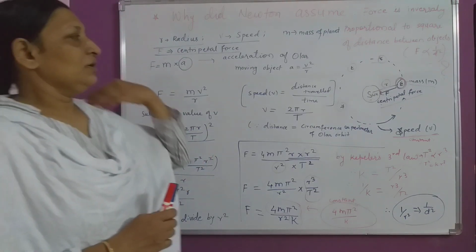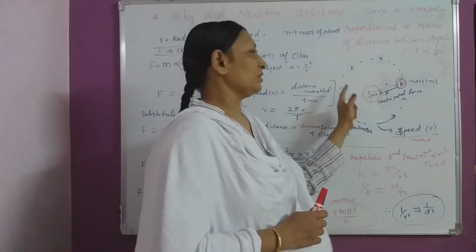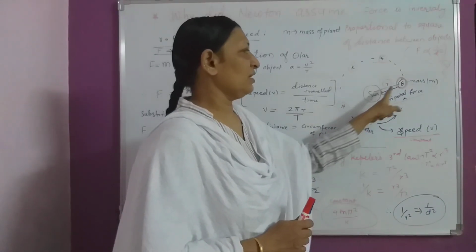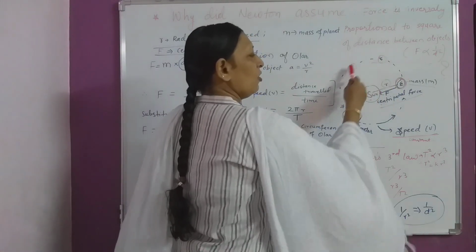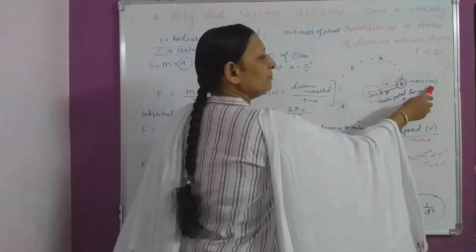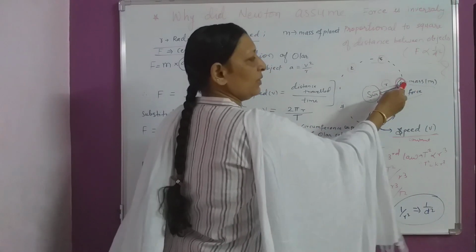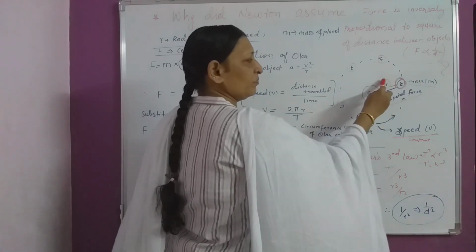Let us consider an object is moving around another object in a circular path. Say for example, this is the sun and this is earth. So earth is moving in a circular orbit, circular path. The mass of earth is m and the distance between the two objects, that is sun and earth, or sun and any planet, is r.